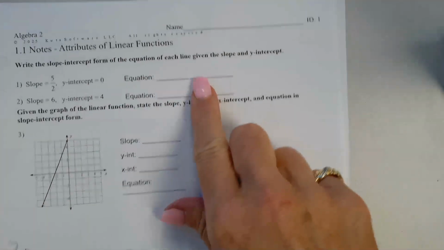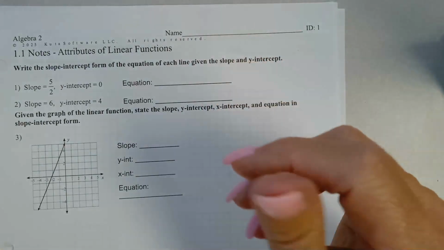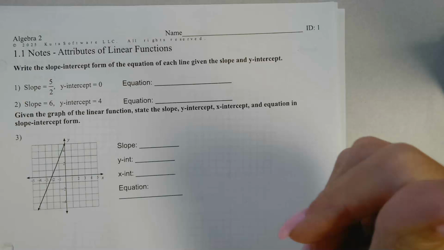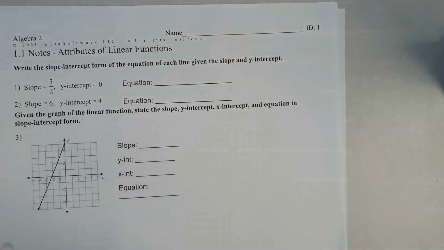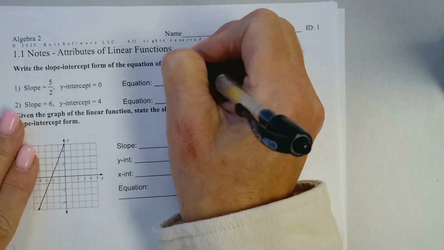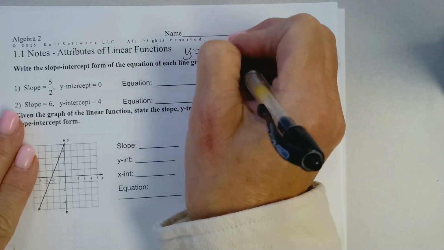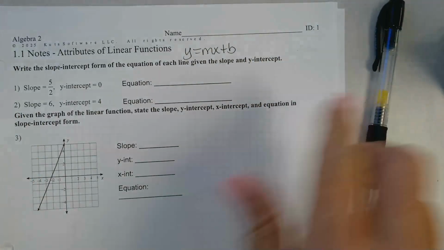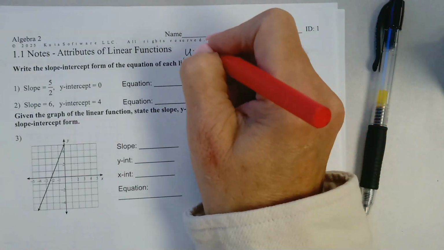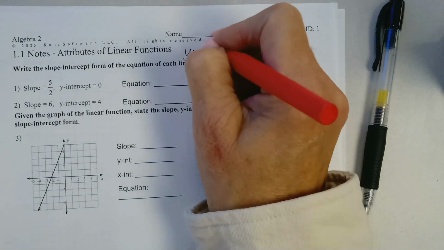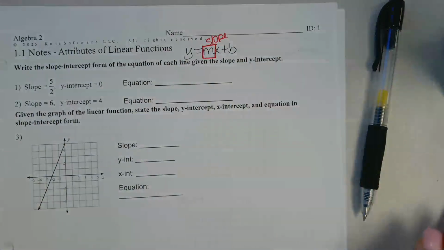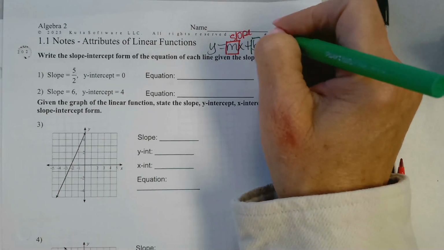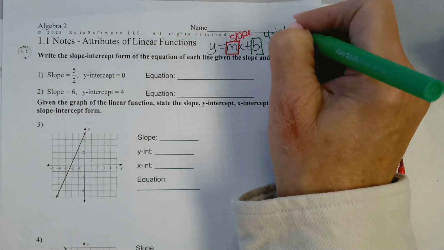Today we're going to talk about attributes of linear functions, and in order to get these attributes, there's what makes up a linear function. We're going to be discussing the form y equals mx plus b. Y equals mx plus b is called slope-intercept form, and we call it that because your slope is represented by the coefficient of the x, and your y-intercept is represented by the constant.